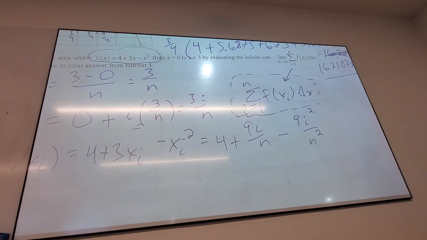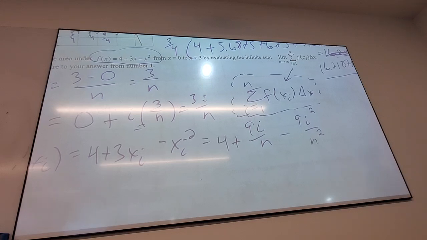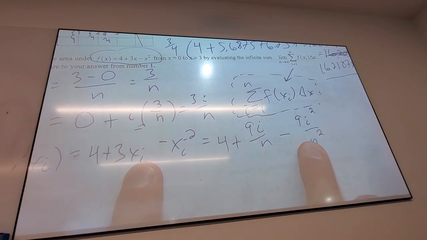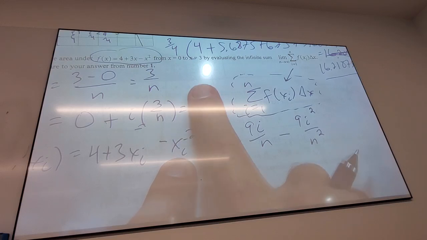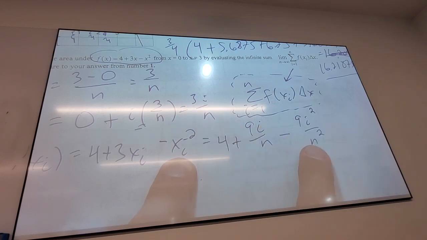Yes? You also need the squared over n squared. Okay, so what does this need? xi squared. Yeah, and what's xi? 3i over n. So what do you get when you square that? 9i over n squared? Of course not. You square this, right? 3 squared is 9, i squared is i squared, n squared is n squared. Okay, I like it.